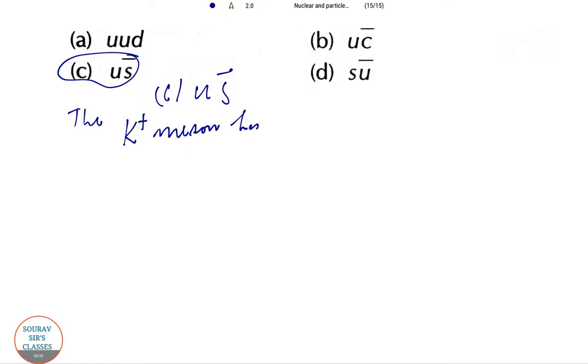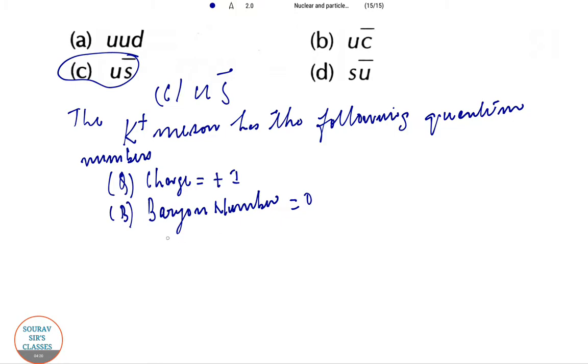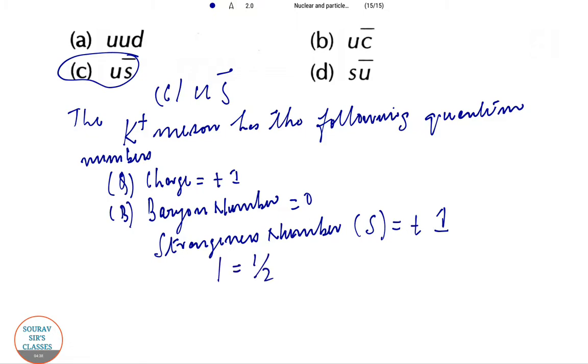The K plus meson has the following quantum numbers. Q is equal to charge, which is plus 1. B is equal to baryon number, which is 0. Strangeness number S is equal to plus 1, I is equal to half, J is equal to 0, and parity is minus 1.